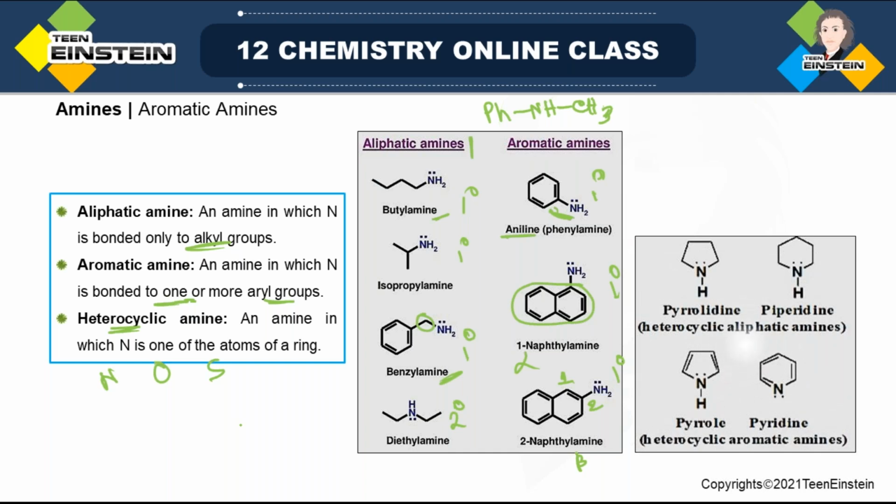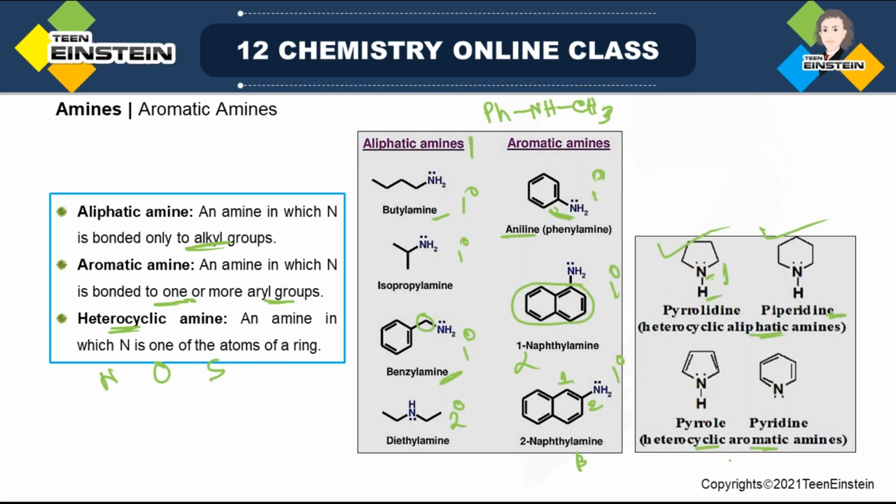Now see, these are some examples. This is called pyrrolidine. So here we have a 5-membered ring, but not all 5 are carbons. One of the carbons is now replaced by N, and N is trivalent, so one N-H bond is there. Similarly, if it is a 6-membered ring, it is called piperidine. Now these two are examples of heterocyclic but aliphatic. They are not aromatic. But the next two are also heterocyclic, because you have a similar 5-membered ring and 6-membered ring, but they are aromatic.